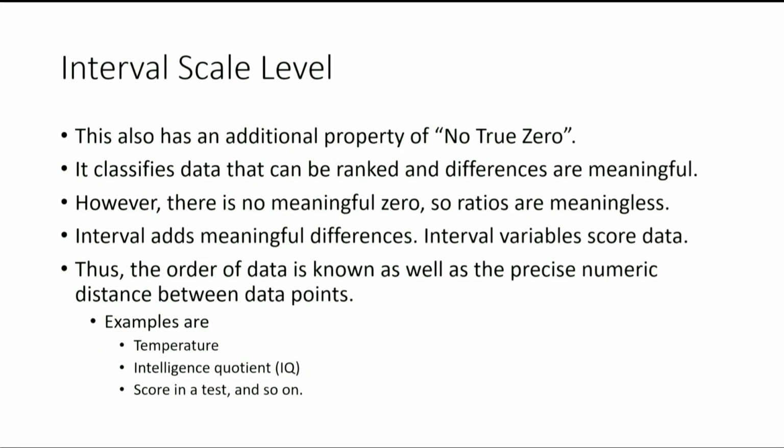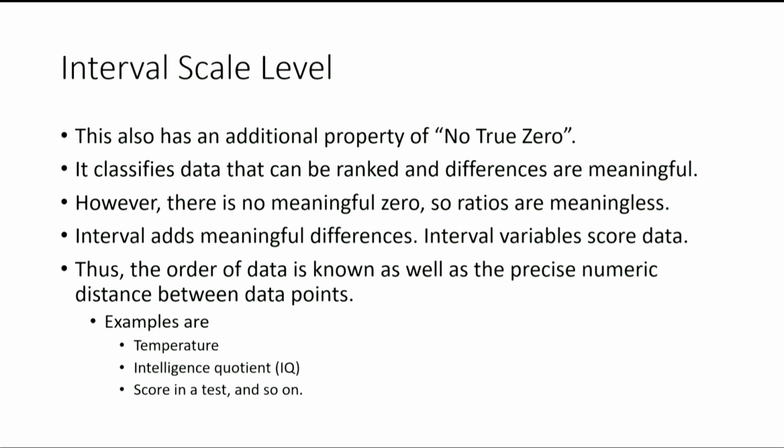The next one is what we refer to as interval scale. This also has an additional property of no true zero. This particular one classifies data that can be ranked, and at the same time differences between one particular group and the other are meaningful. However, there is no meaningful zero. No true zero. That is, the ratios are meaningless. Interval has meaningful differences. Interval variables score data, thus the order of data is known as well as the precise numeric distance between data points.